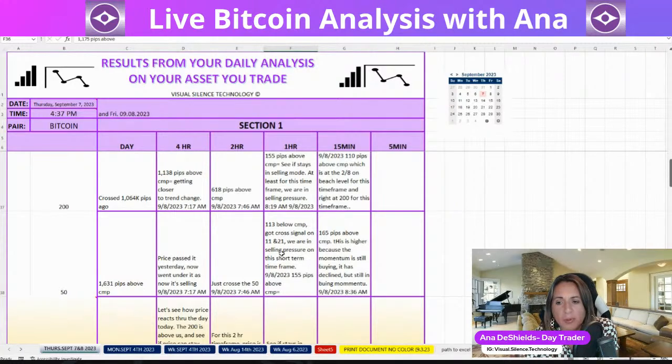I wrote that we got a cross signal on the 1121, where we are in selling pressure on the short-term time frame.